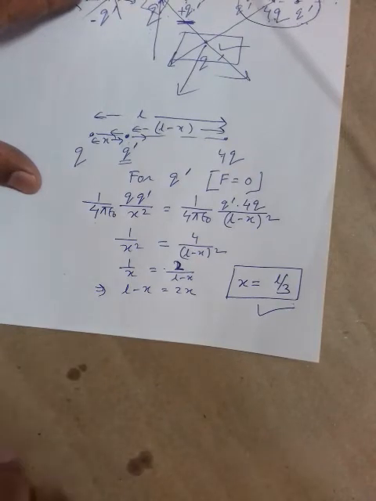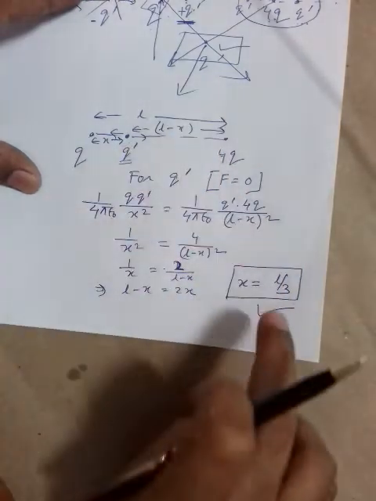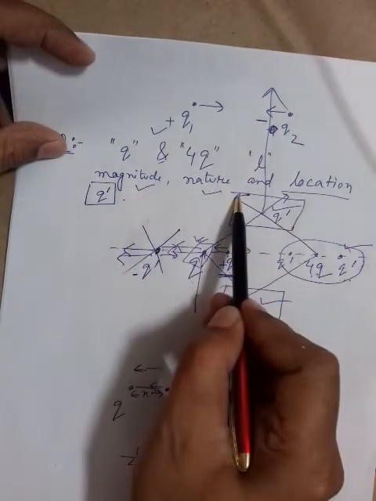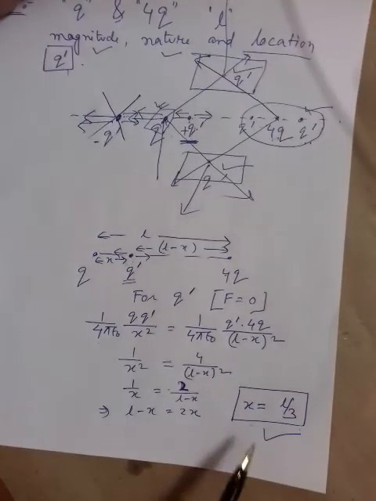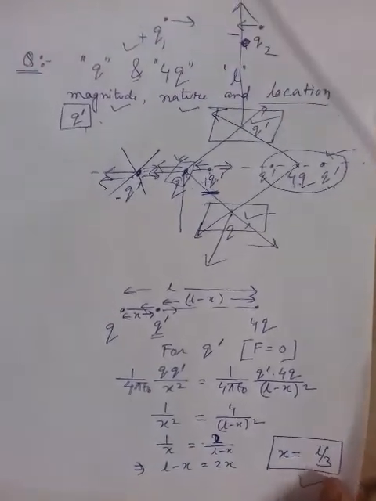Clear? From here, how to get the value of q dash, because till now only the location is identified. In the question there were three parts. We have to find the magnitude, the nature and the location of the third charge q dash. Till now only the location is identified. Okay, let me go to the next step.